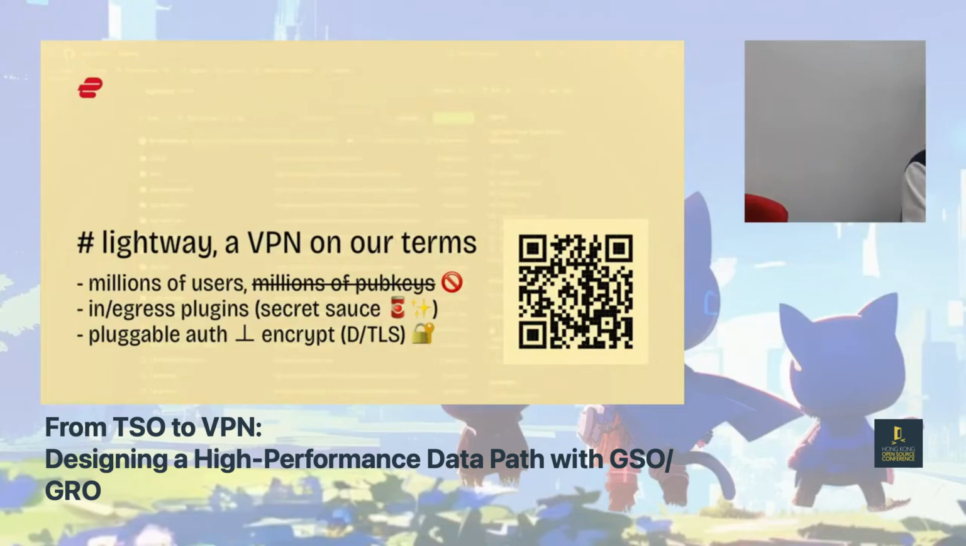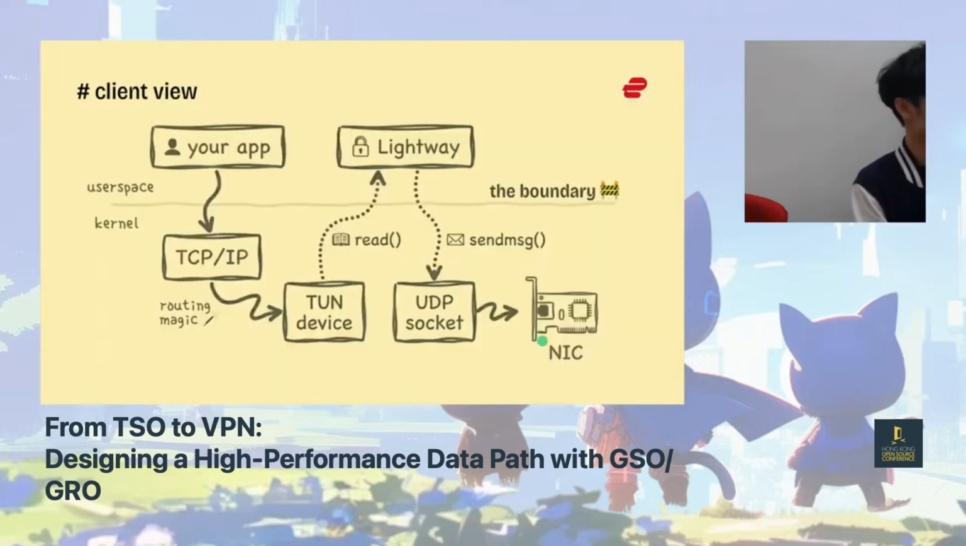And unlike WireGuard, we rely on TLS for encryption, but the authentication is interchangeable, so you are free to mess around with it. And there's a QR code to the GitHub link, but without further ado, we can take a look into how Lightway works from the client part.